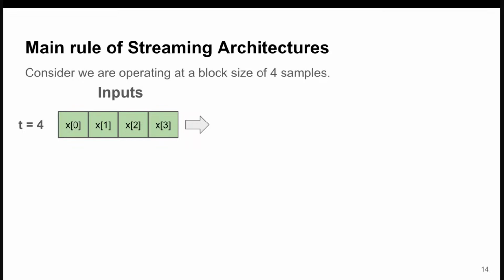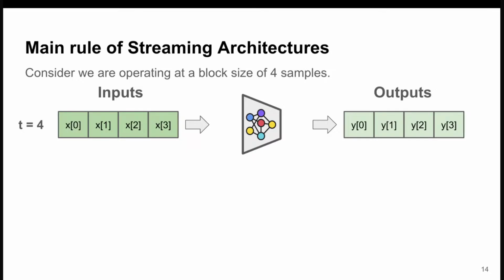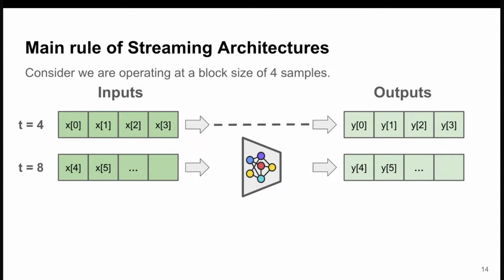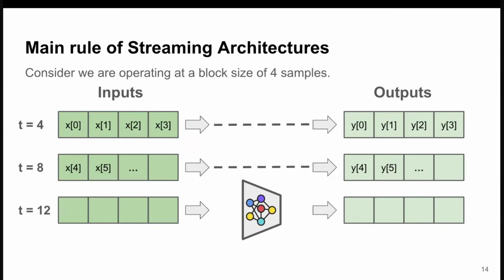We take this block of inputs, we perform inference through our model, and we have a set of outputs. Let's say that our model is emulating a compressor, so we feed 4 samples of input, and we have 4 samples of output, y0 to y3. That makes total sense. Then at t equals 8, we have a new block of 4 samples. We feed the model those samples, and we get 4 samples as an output. And then at t equals 12, we have the same situation. 4 new samples, we feed the model, we generate 4 samples in the output.